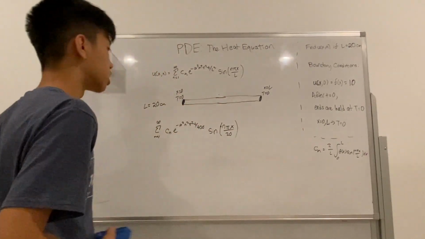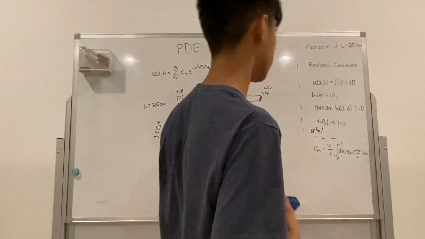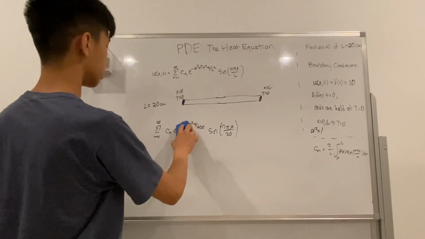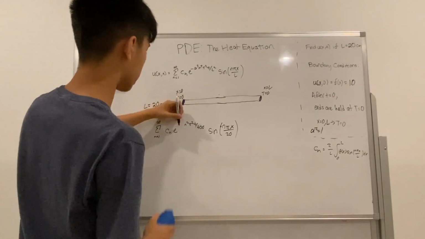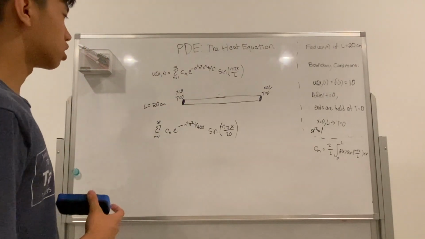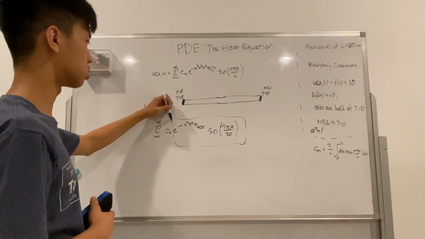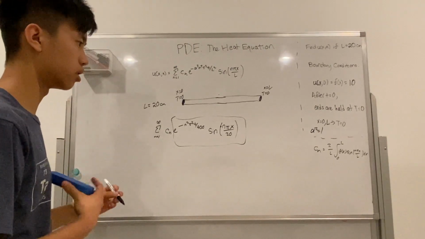Oh wait, right, I forgot to give an alpha squared value. Let's just say that alpha squared is equal to 1 for simplicity. So this just becomes negative n squared pi squared t over 400. These terms are already good because we can't really do anything to simplify them further. So now we just need to worry about Cn.